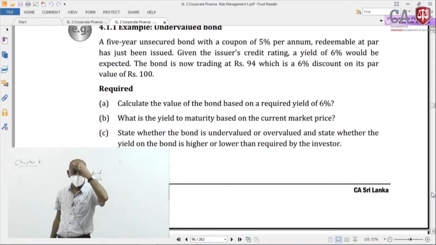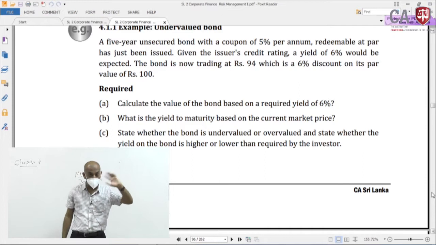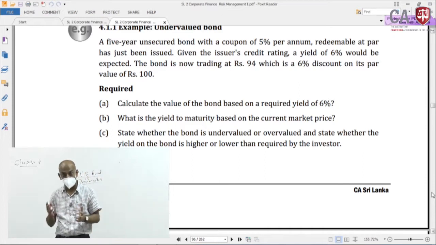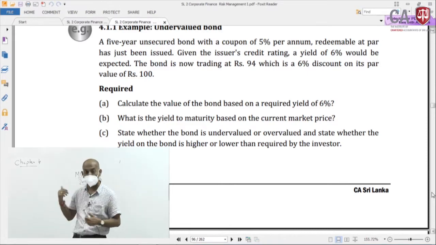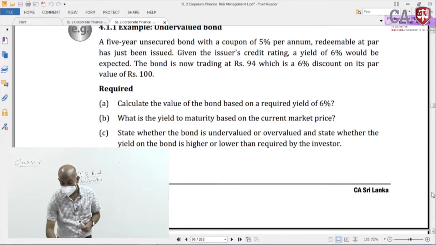Given the issuer's credit rating, now I mentioned earlier rated, unrated, based on the credit rating, it can be AAA or BBB minus, whatever the credit rating you are, based on that a yield of 6% would be expected. So for this kind of company, this kind of instrument, in the market the investors require 6%. It's not the coupon rate, that is the required rate of return, 6%.